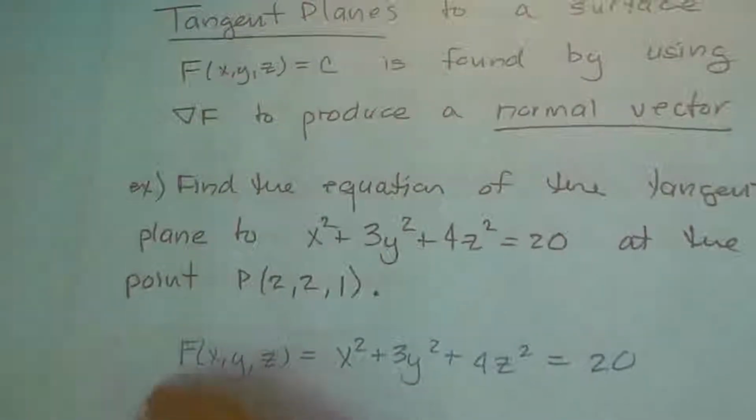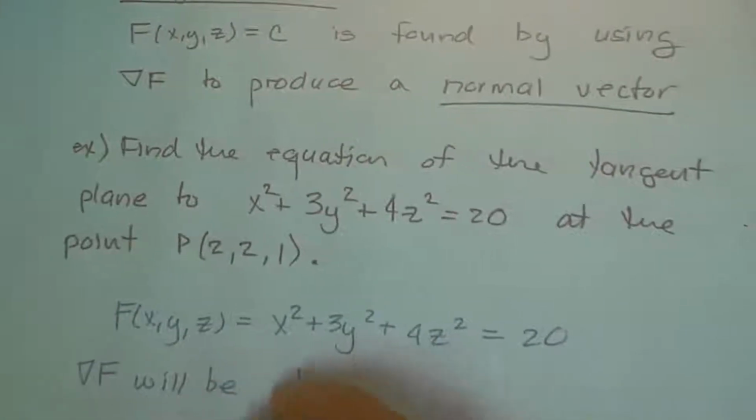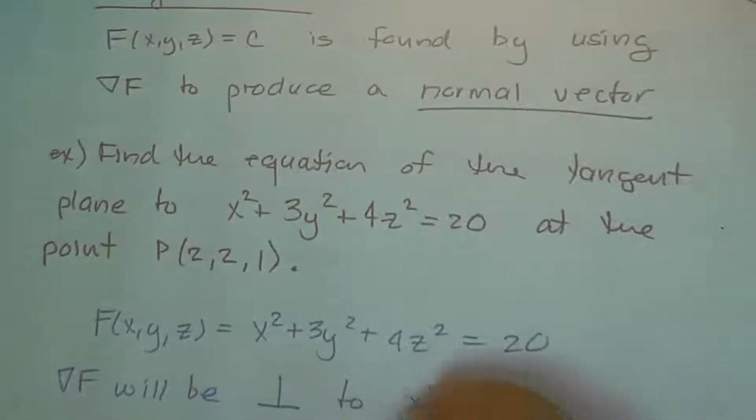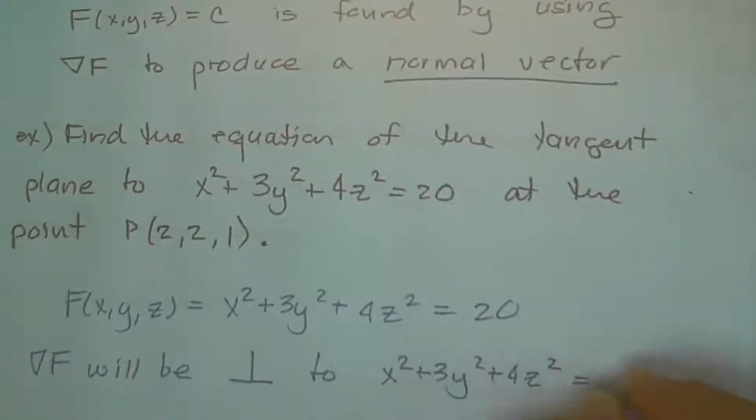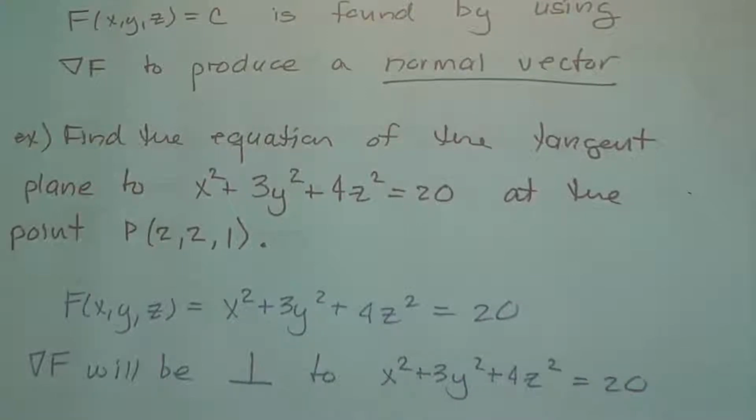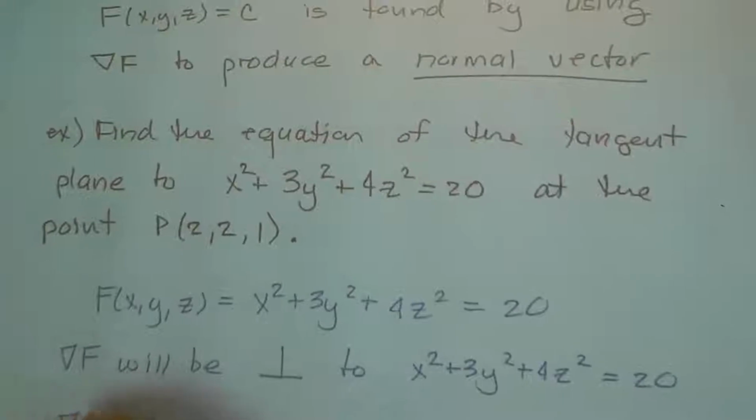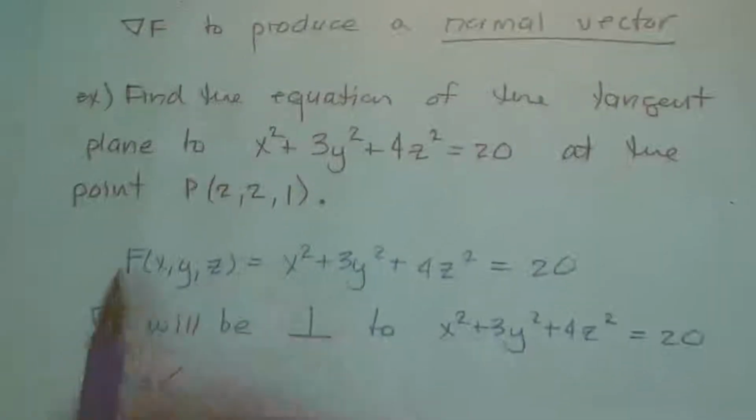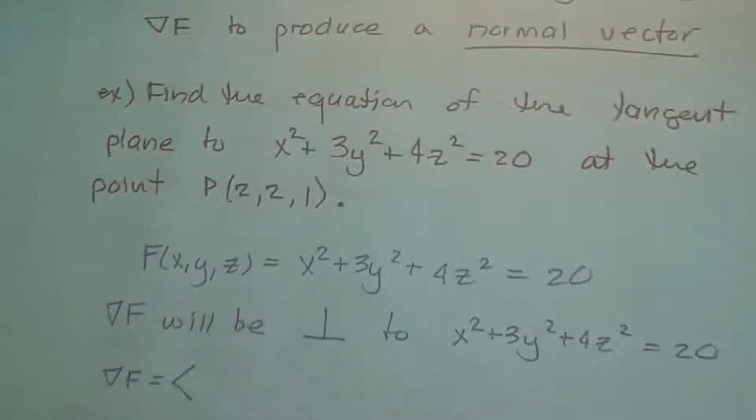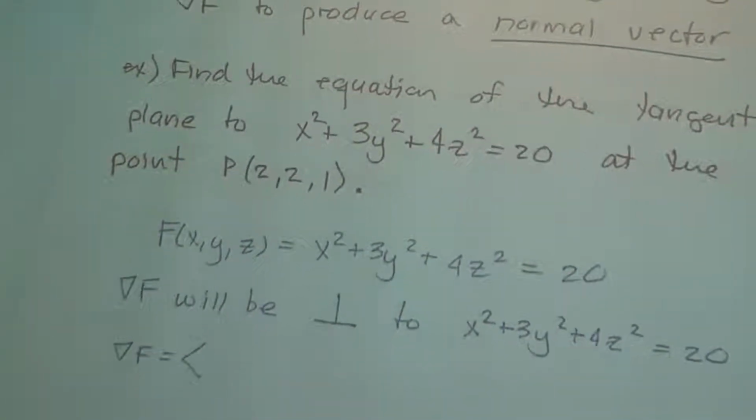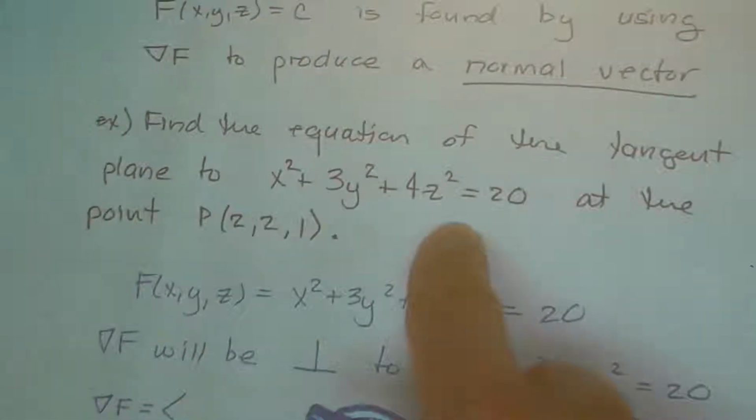So the gradient of this function will be perpendicular, will be normal to the surface we're actually looking to find a tangent plane for. So take your gradient. Since capital F, my hyperdimensional version of this function, is a function of 3 variables, it'll have a 3-component gradient. And I'll need a 3-component normal vector to deal with a 3-dimensional football's tangent plane.